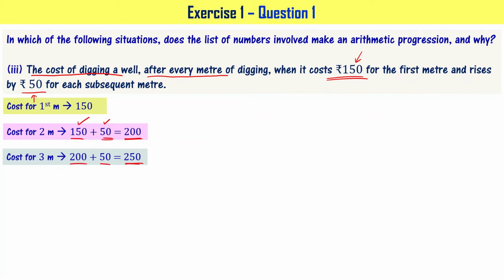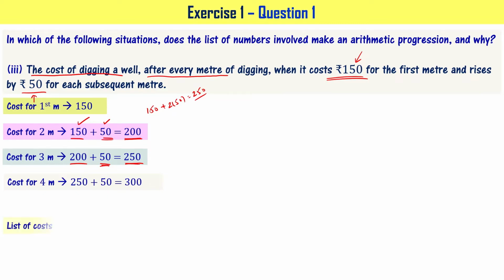Otherwise, you can write it as 150 plus 2 times 50. This is also going to be 250 only, right? I have written simply by adding the cost of one more meter, right? So the next one is cost for 4 meters is 250 plus 50, that is equal to 300.